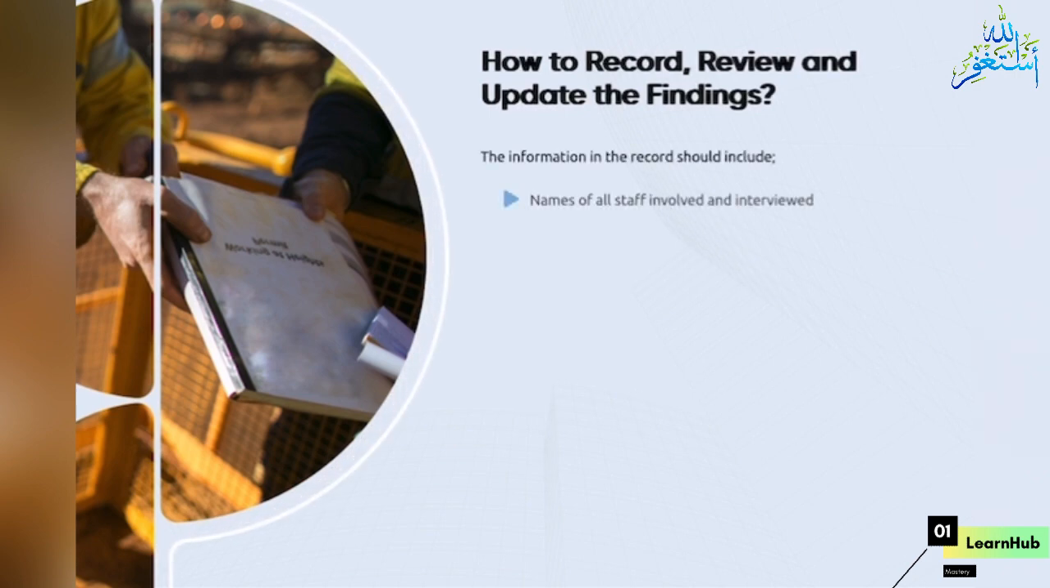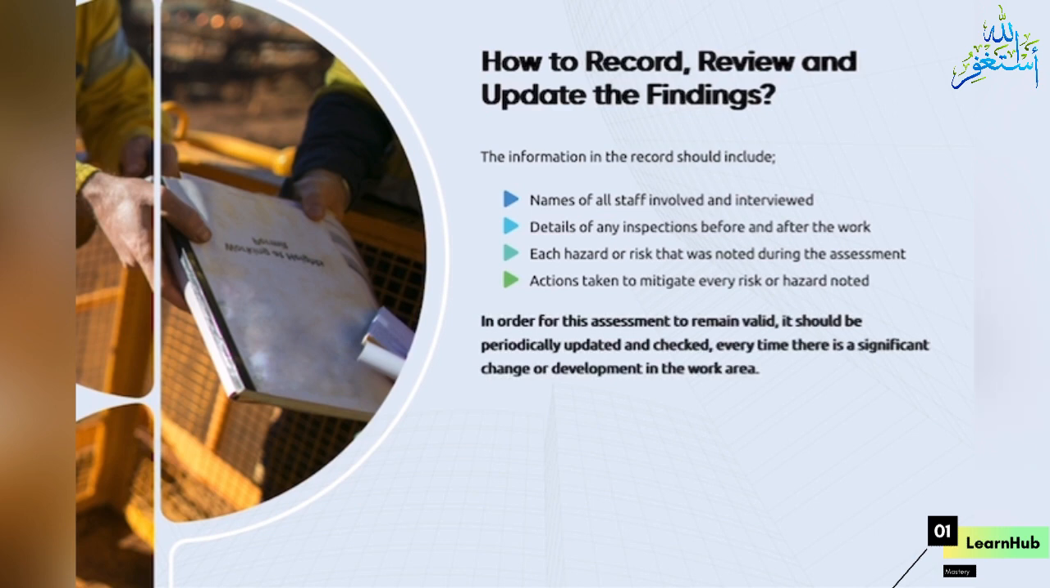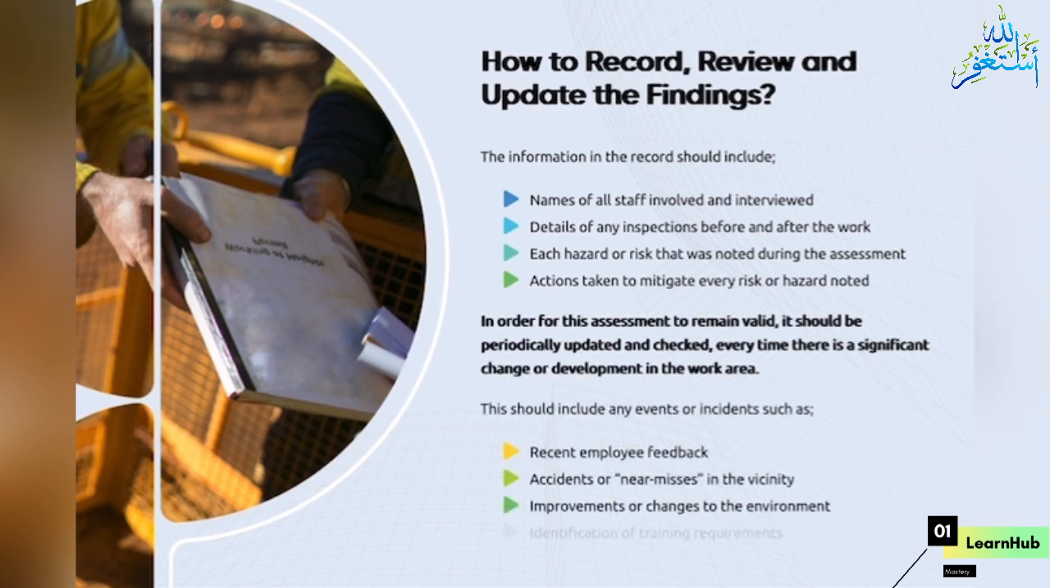The information in the record should include names of all staff involved and interviewed, details of any inspections before and after the work, each hazard or risk that was noted during the assessment, actions taken to mitigate every risk or hazard noted.